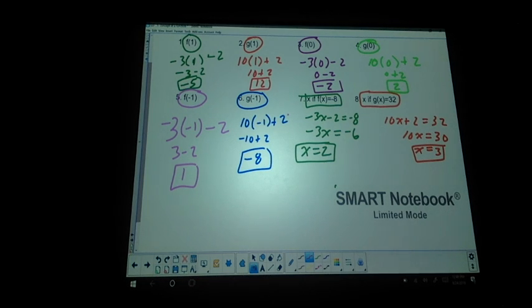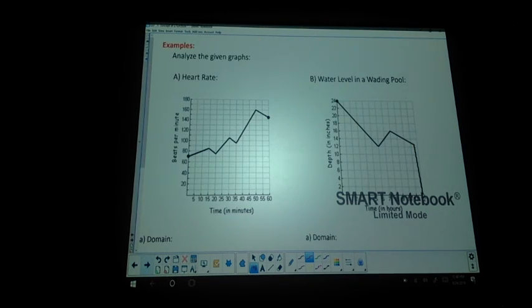How many more notes do we got? Oh, one more slide. One more slide? Really? Dude, I could totally do this. Alright. Ooh. So let's see.